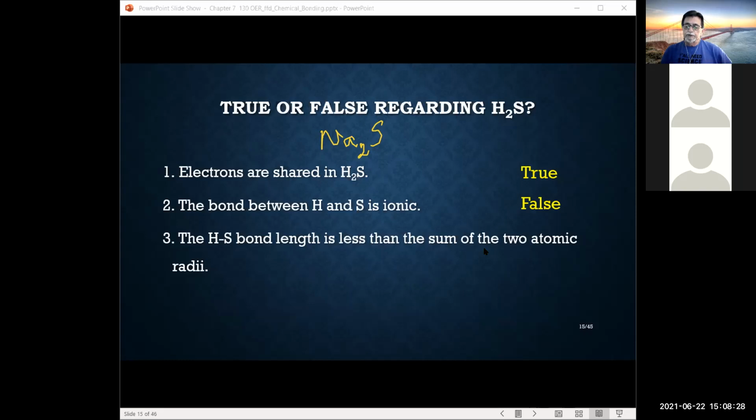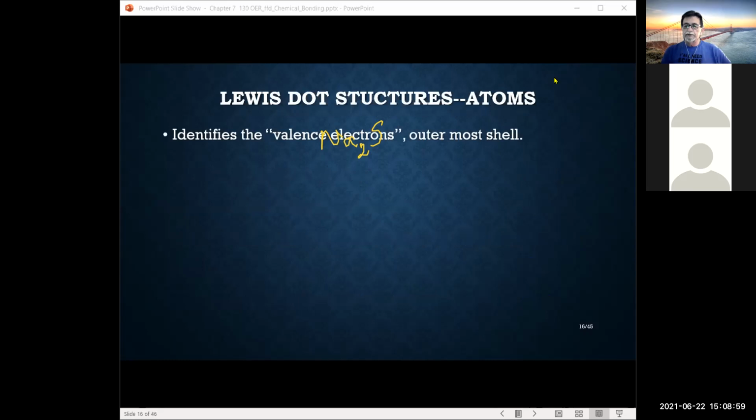The hydrogen sulfur bond length is less than the sum of the two atomic radii, which is a true statement. Why? Because it's covalent, just like the previous slide, we saw an area of overlap between the electrons, okay? And breaking the H-S bond releases energy, and it's false. Remember, breaking the bond requires energy. Okay, so that's a false statement. Let me clear this up.